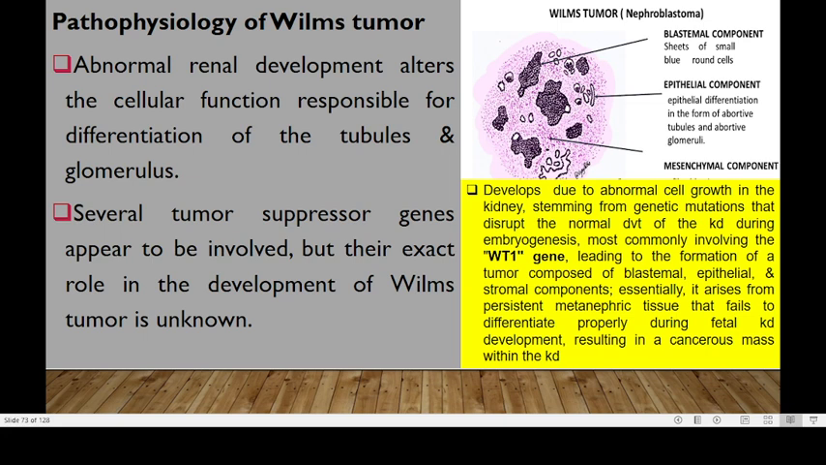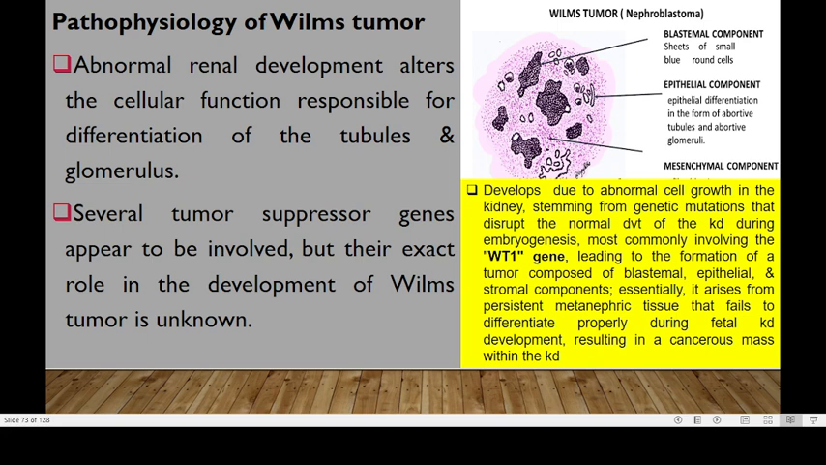In terms of pathophysiology, we have abnormal renal development altering the cellular function responsible for the differentiation of the tubules and the glomerulus. Several tumor suppressor genes appear to be involved, but their exact role in the development of Wilms tumor is unknown.